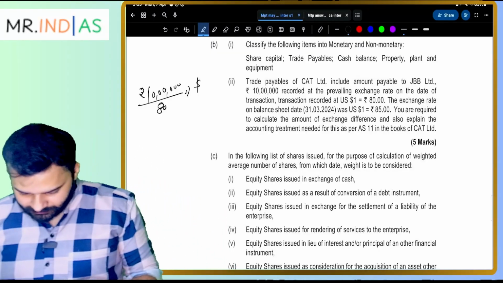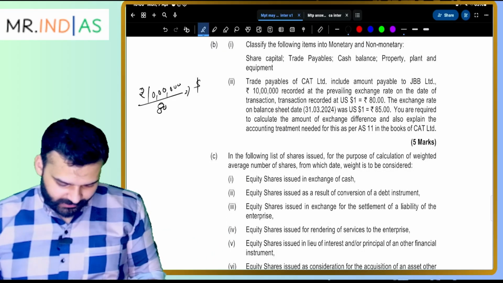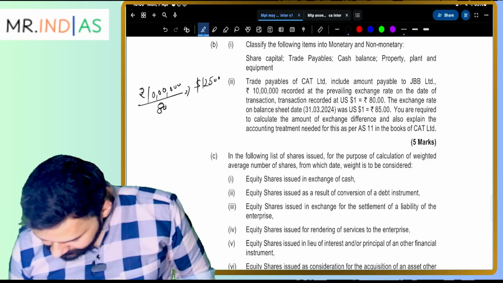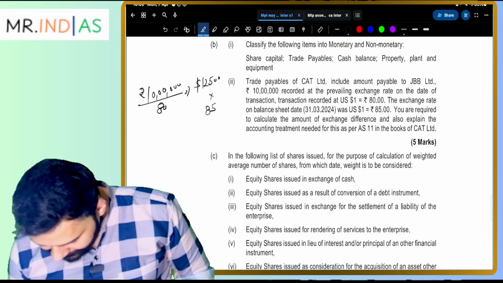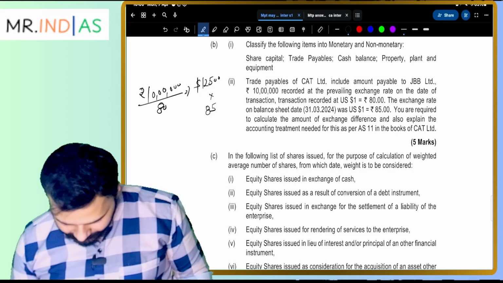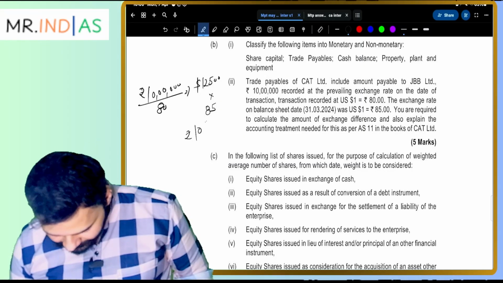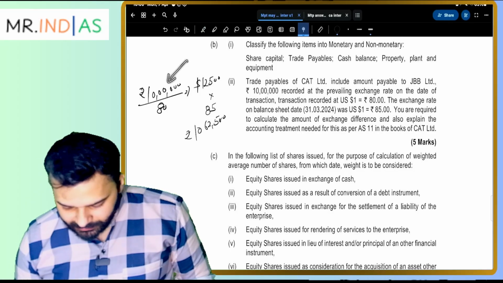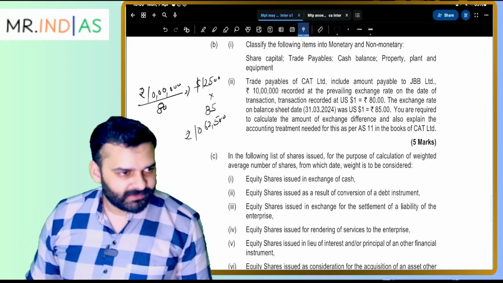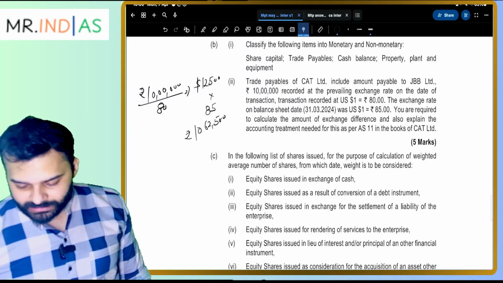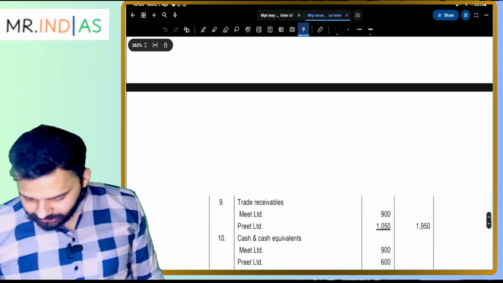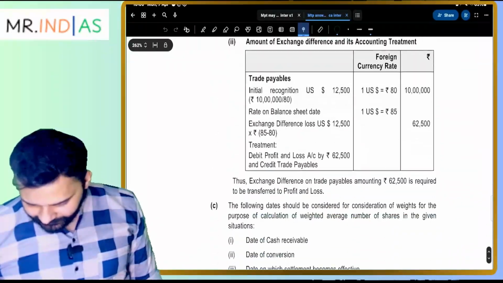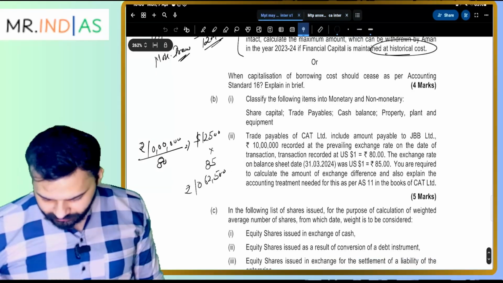So in dollar terms, 10 lakh rupees divided by 80, $12,500. Now this dollar comes out to be, multiplied by 85, 10 lakh 62,500. When you borrowed the amount, you were going to pay 10 lakh, but now at the balance sheet date, the amount is 10 lakh 62,500. You have a loss of 62,500. So you book the loss of 62,500.